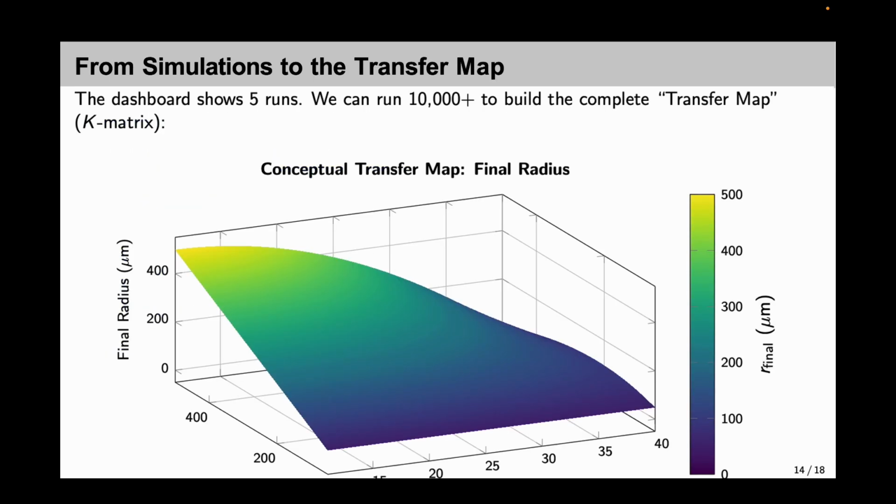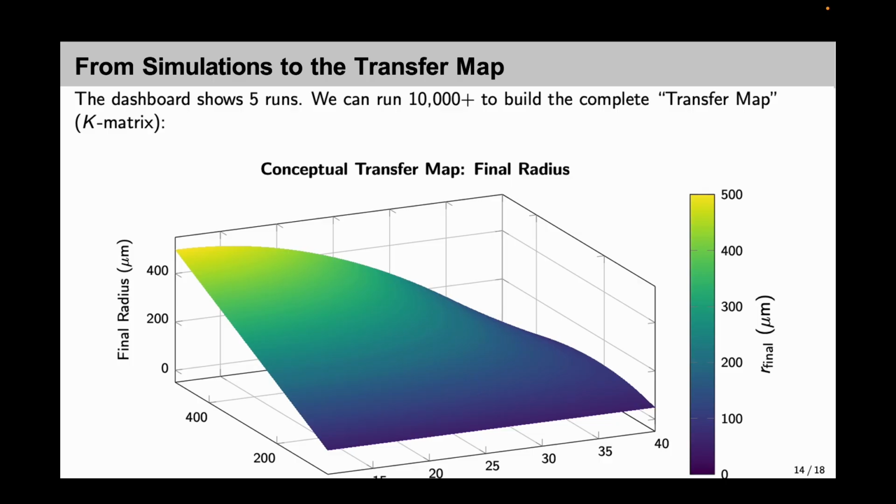The dashboard showed 5 runs. We can now run this 10,000 times or more, varying the initial radius and initial velocity. The result is these 3D surfaces, which we call the transfer map or K matrix. This map is the atmospheric filter. The color here shows the final radius for any given initial radius and initial velocity. You can clearly see the survival cliff where large, fast particles are completely destroyed and their final radius drops to 0.